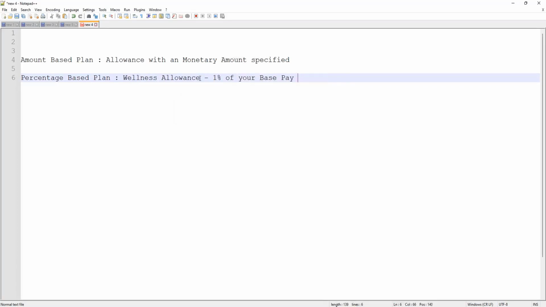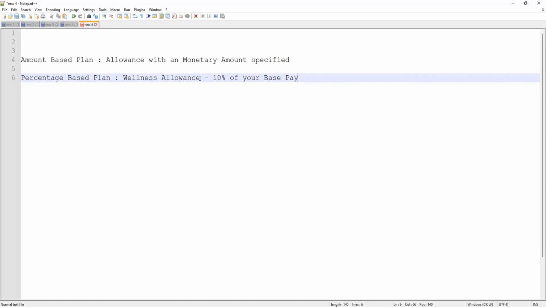Let's make it 10 percent of your base pay. So every month, you're going to get a wellness allowance. This amount you are supposed to spend on your wellness, like maybe a gym membership, or some sports goods, or some fitness gear and so on. So this is your wellness allowance, that is 10 percent of your basic pay.